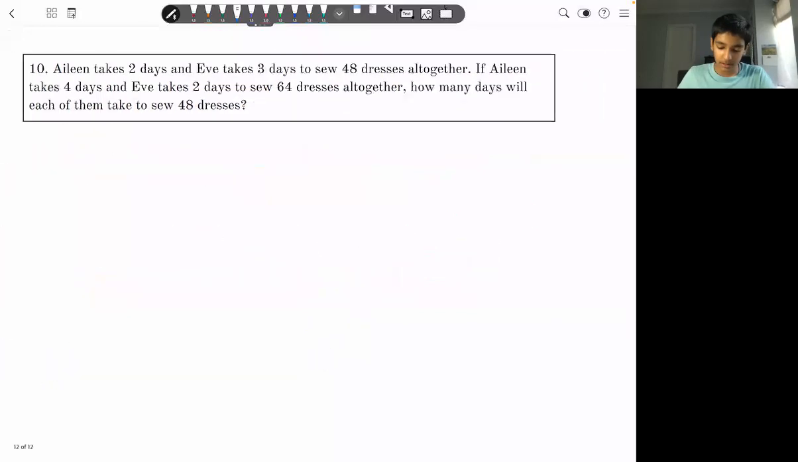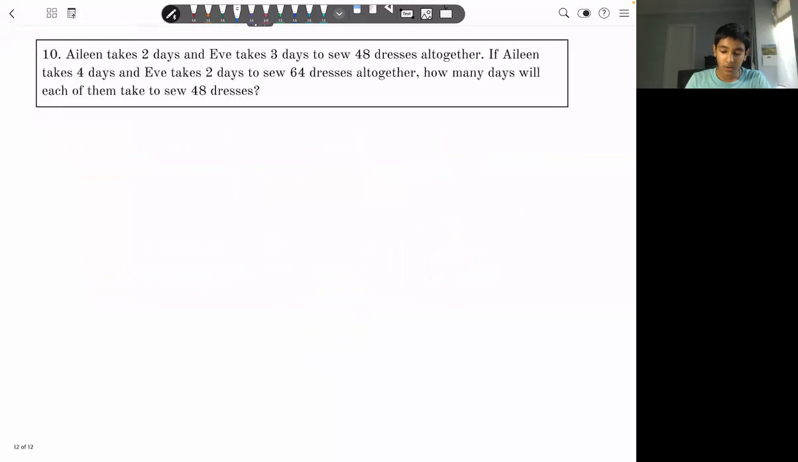Now we're going to move on to the last problem. It's a little bit tricky. Eileen takes 2 days and Eve takes 3 days to sew 48 dresses together. If Eileen takes 4 days and Eve takes 2 days to sew 64 dresses all together, how many days will it take each of them to sew 48 dresses?